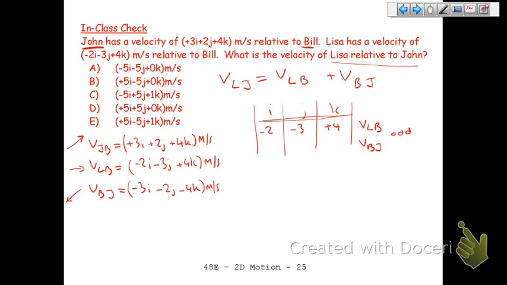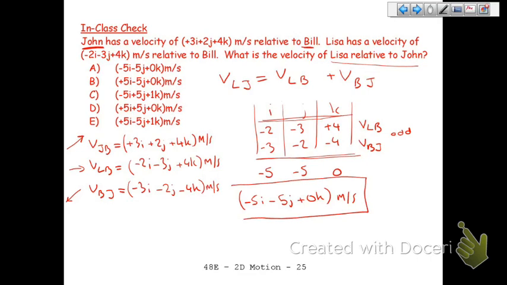Okay, so that's going to be minus 3, minus 2, and minus 4, and then we add them up because it tells me to add. So that's going to be minus 5, minus 5, and 0. So my answer would be minus 5I minus 5J plus 0K meters per second. Never forget your units. There we have it. Not bad.